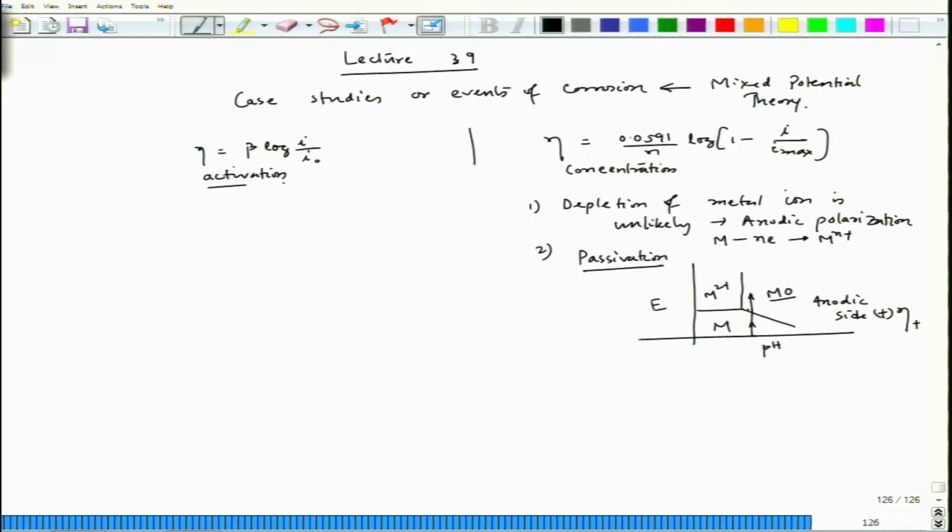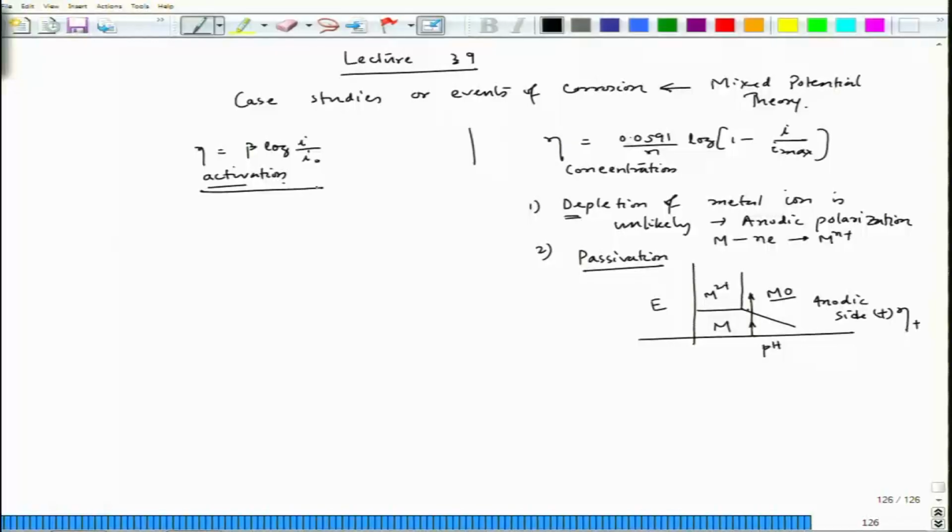So, at a large overvoltage or positive overvoltage, there could be a possibility of passivation also, but the main reason is that depletion of metal ions is unlikely in the case of anodic polarization, and concentration polarization happens due to depletion of the concentration of ions, but in this case it is unlikely. That is, at anodic polarization we would not be able to consider it. We will see some examples considering cathodic polarization. And of course, in the beginning we will consider activation polarization.